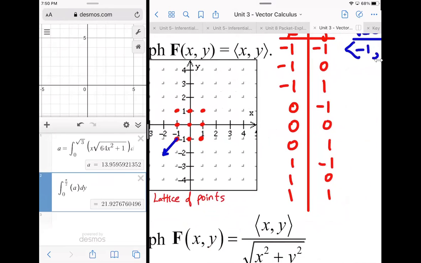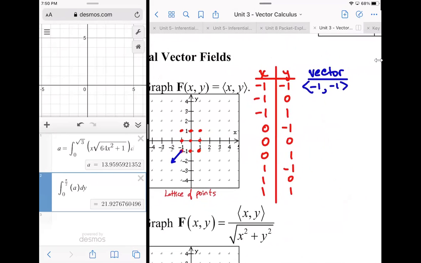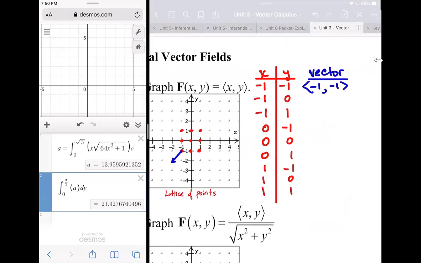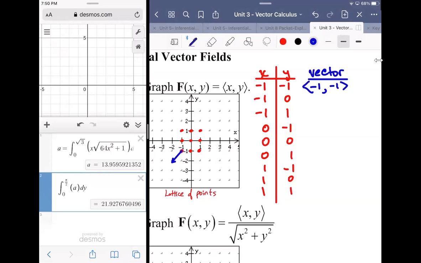So that's one way to do it, but we're just going to focus on doing it using the actual vectors at the location, because we're only going to do a small lattice of points, so we're not going to go too crazy with it. Because again, the technology is really where this work gets done.